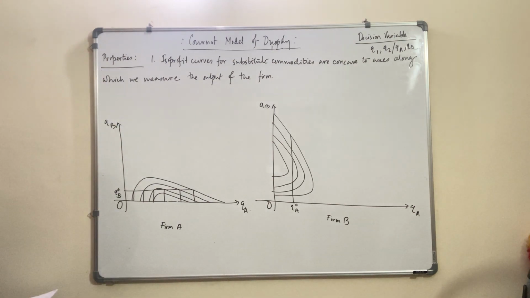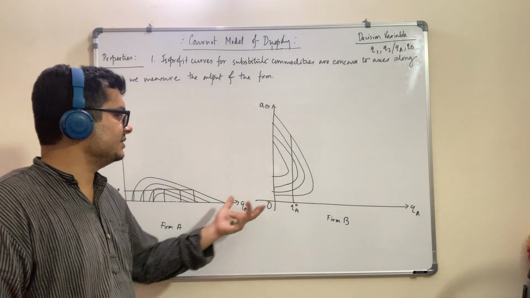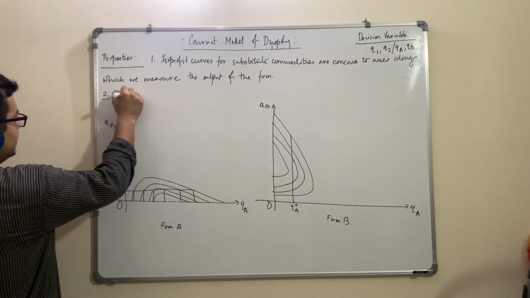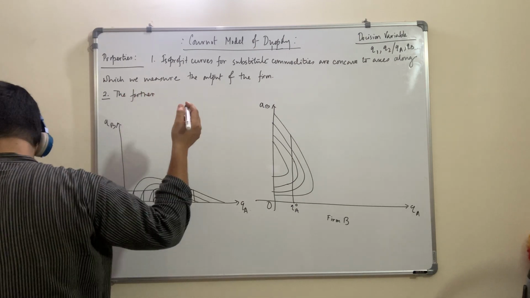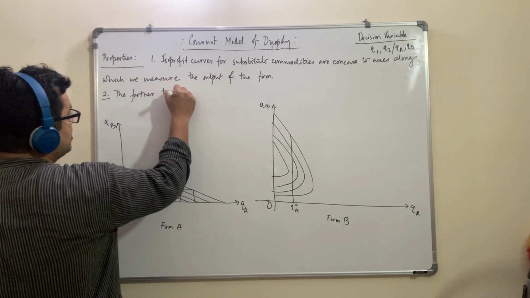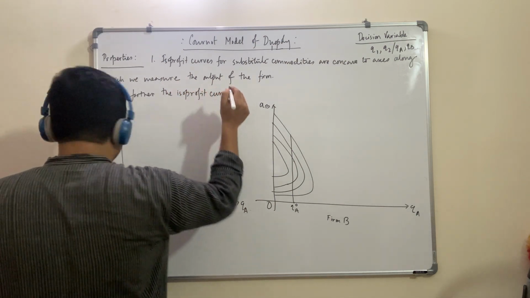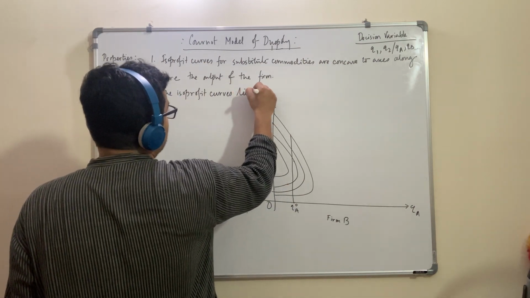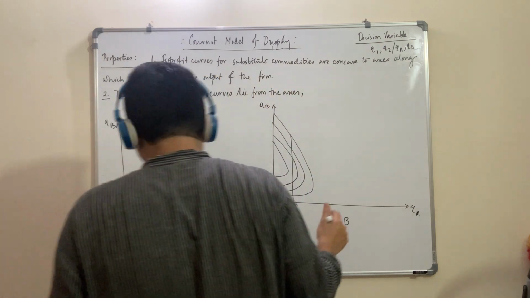Alright, now let's go to property 2. The reason I am not erasing these diagrams is obviously that they will be used. Anyway, the further the isoprofit curves lie from the axis, the lower is the profit.